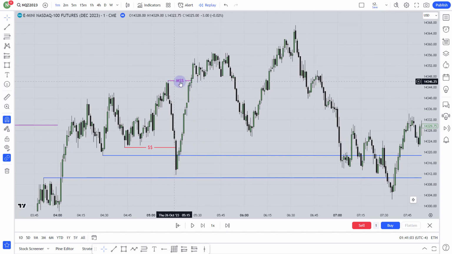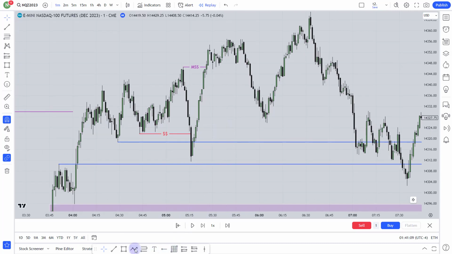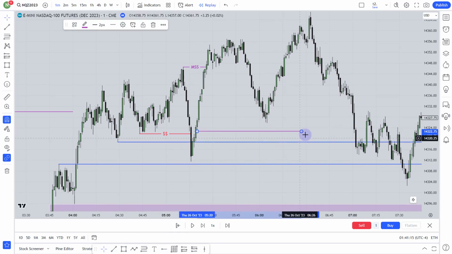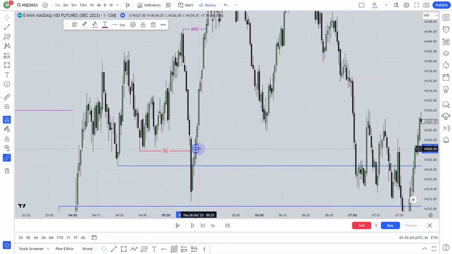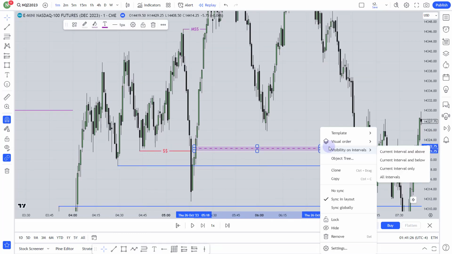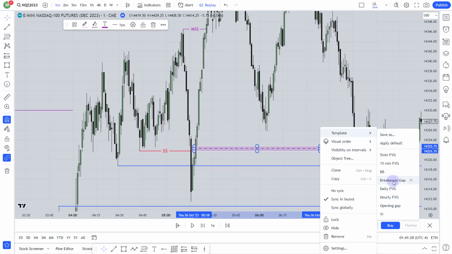So when I got this market structure shift, I started to look from the bottom to the high, where is my first fair value gap? And I can see the same thing I was looking for on the 15-minute chart. I'm also looking for it here. So I can see this is my first fair value gap, which will act as a breakaway gap. Let me mark that fair value gap. That is actually my breakaway gap.